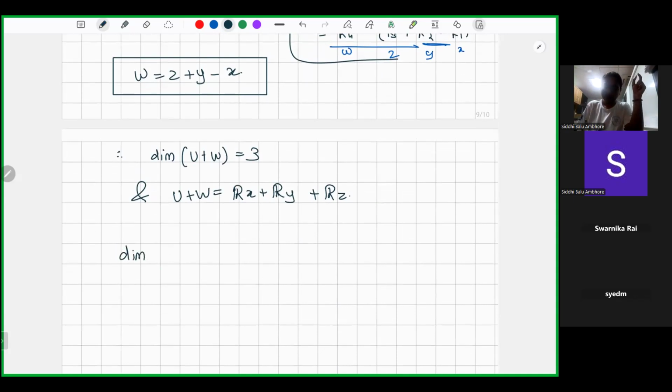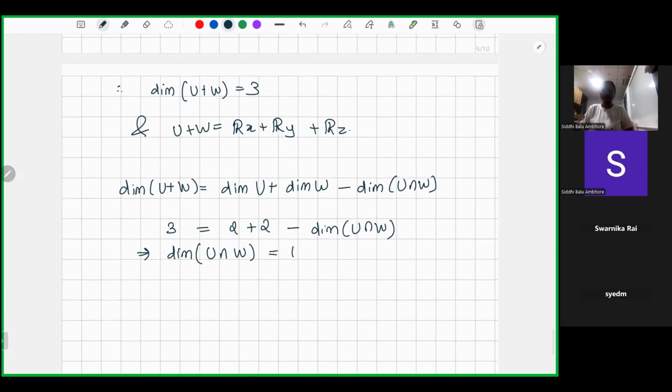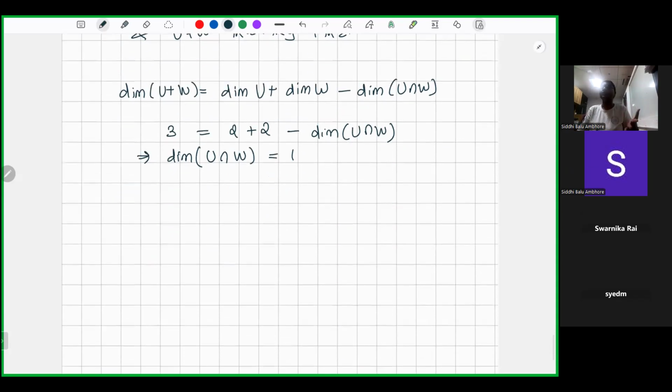So using the dimension formula, we can directly have this, right? Dimension of U plus W equals dimension of U plus dimension of W minus dimension of U intersection W. So this we know is 3. Dimension of U is 2, dimension of W is 2, minus the dimension of U intersection W. And this will give me the dimension of U intersection W as 1. So we know that the intersection will be a one-dimensional vector space. Now we explicitly need to calculate what this U intersection W will be.